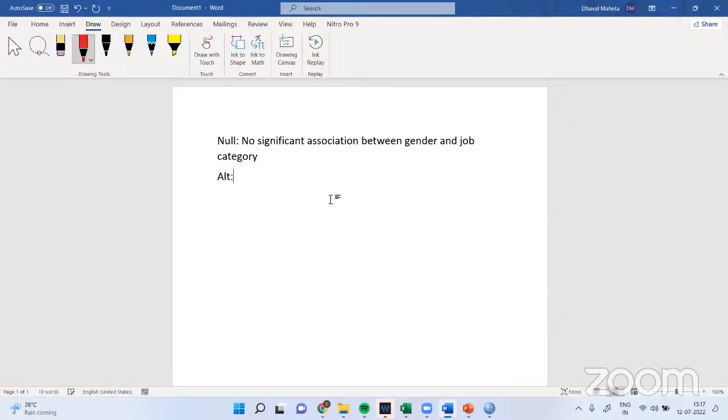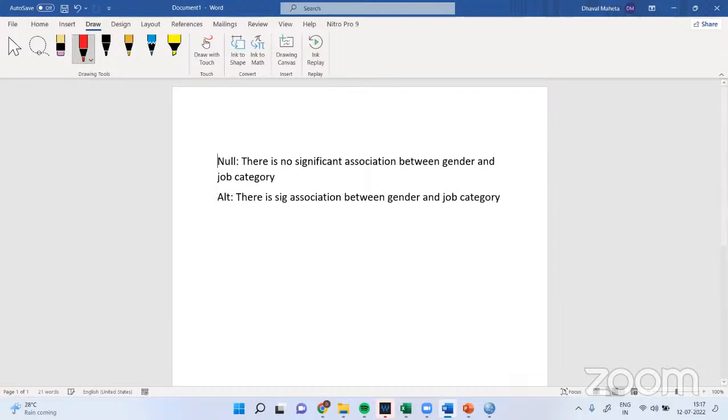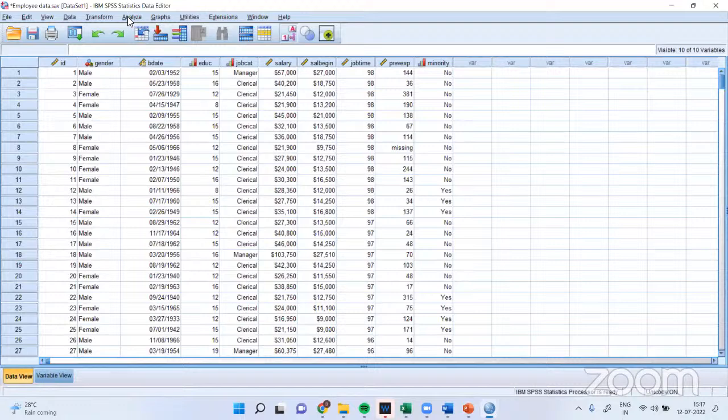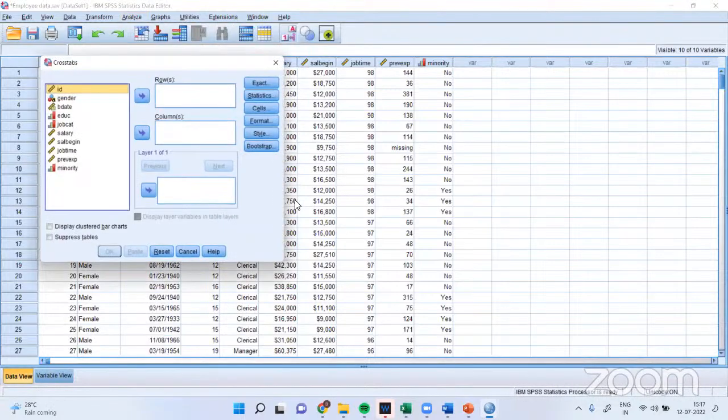So I'll remove this and I'll write it down. Alternative: there is significant association between gender and job category. Done. And this is what we are doing, crosstabs or chi-square. So today we will understand how to write the interpretation of chi-square. Okay, get ready all of you. From where can I conduct the chi-square? I'll go in Analyze, Descriptive Statistics, Crosstabs.